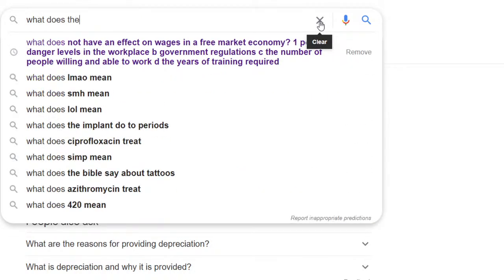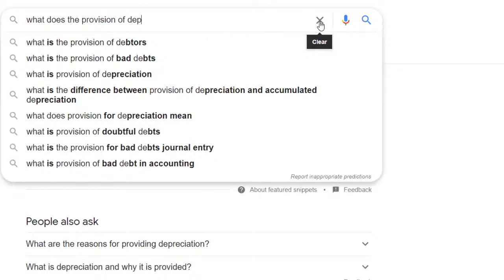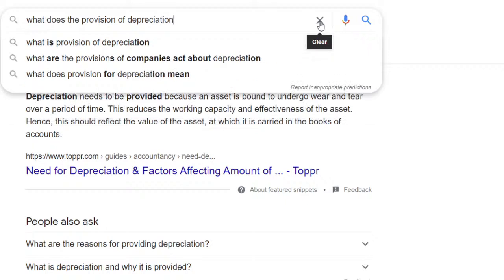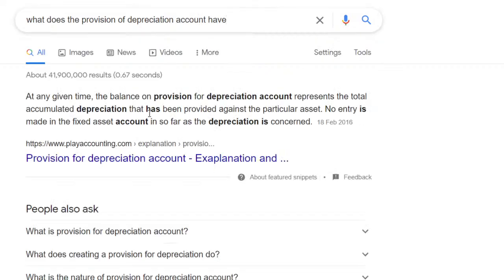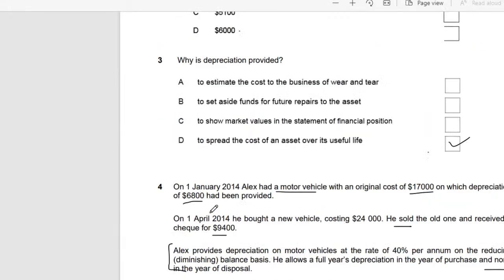What does the provision for depreciation account have? Okay, let's see it like that. It says that at any given time, the balance on the provision for depreciation account represents the total accumulated depreciation that has been provided against the particular asset. So for this, you can see it is 6,800.